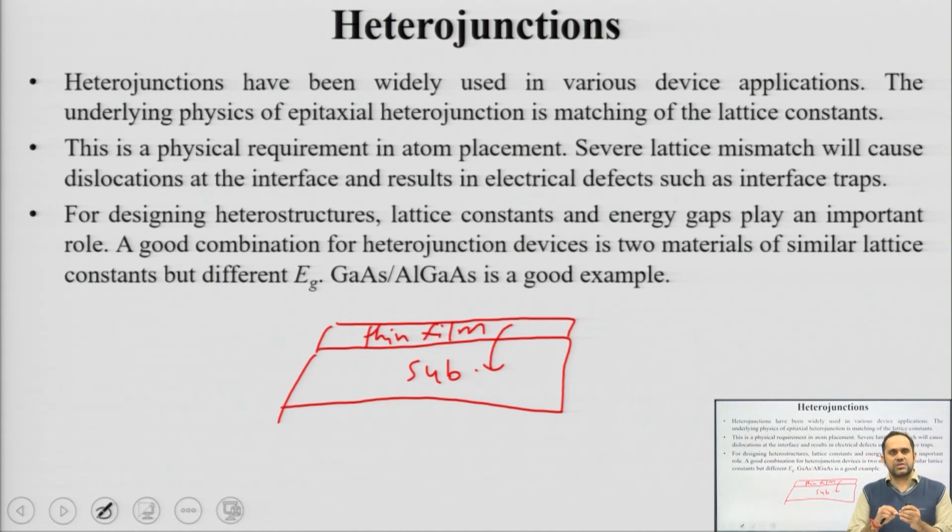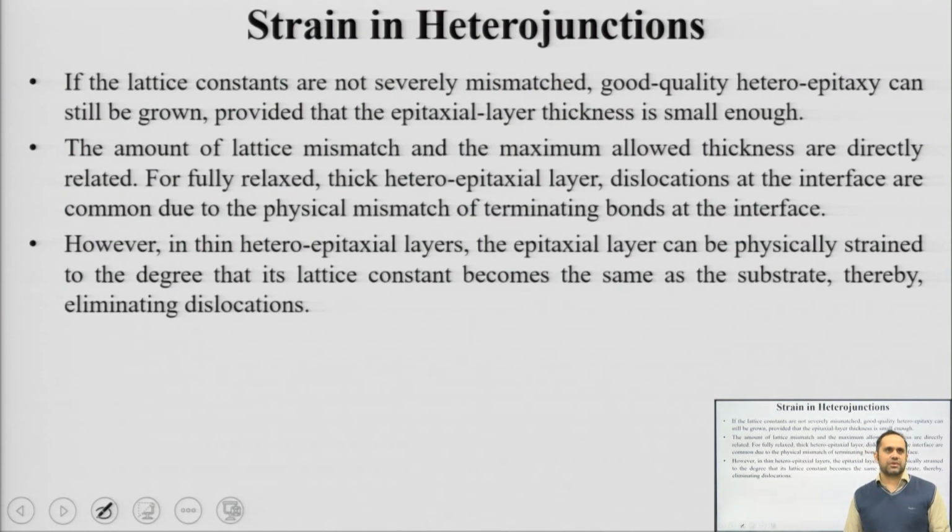If the lattice constant of the film is lower, it might try to expand its lattice constant, undergoing tensile stress. If its lattice constant is larger, it might undergo compression, producing compressive stress. Either way, it is going to produce a lot of interesting electrical properties, okay. So, lattice constant and energy gap play a very important role whenever we are creating heterojunctions. Okay. As I said, we produce strain when we deposit thin films on large relaxed substrates. If the lattice constants are not severely mismatched, you can produce good quality epitaxial layers.